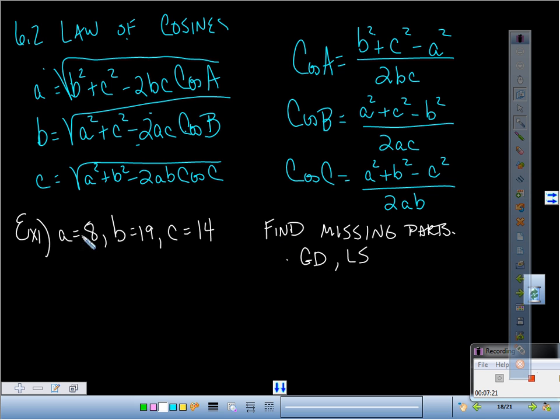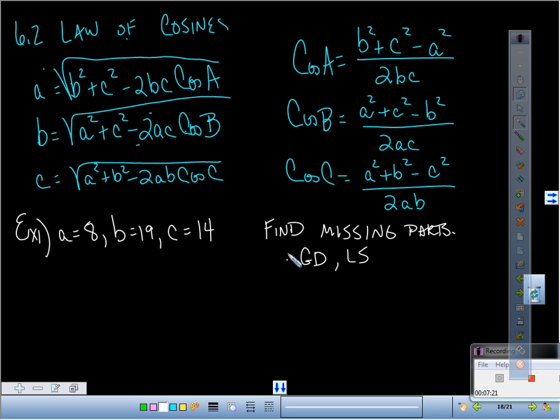Alright, so I want to check and make sure that this makes the triangle. So I want to check every side. Each side has to be greater than the difference of the other 2 sides. Is 8 bigger than 19 minus 14? Yes, it is. Is 19 bigger than 14 minus 8? Yes. Is 14 bigger than 19 minus 8?